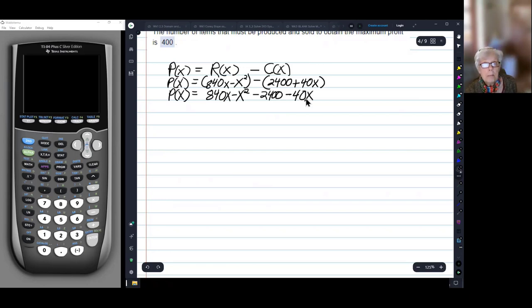Great. I'll combine like terms. 840x minus 40x, these are like terms. There is no other x squared term, and there is no other constant term. So we can even write this in the correct order. Negative x squared plus 800x minus 2400.